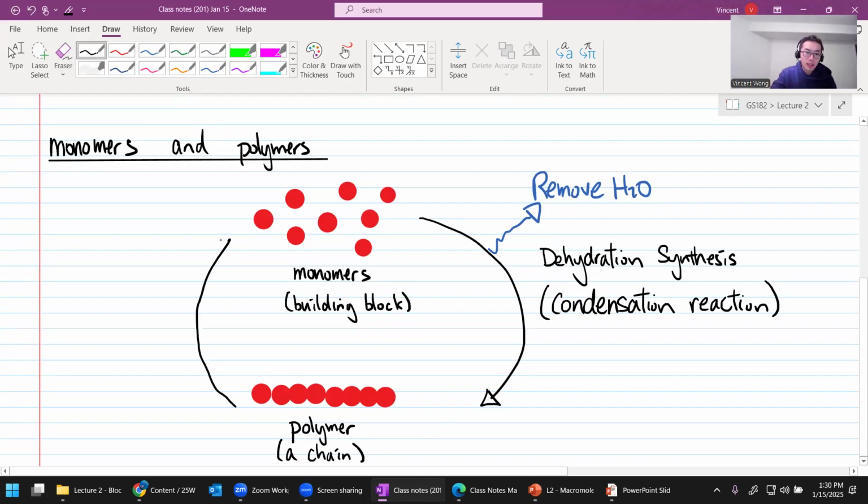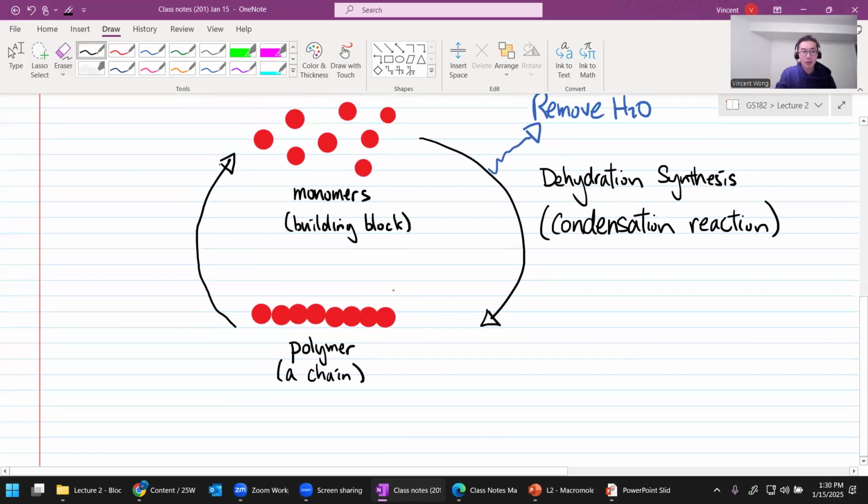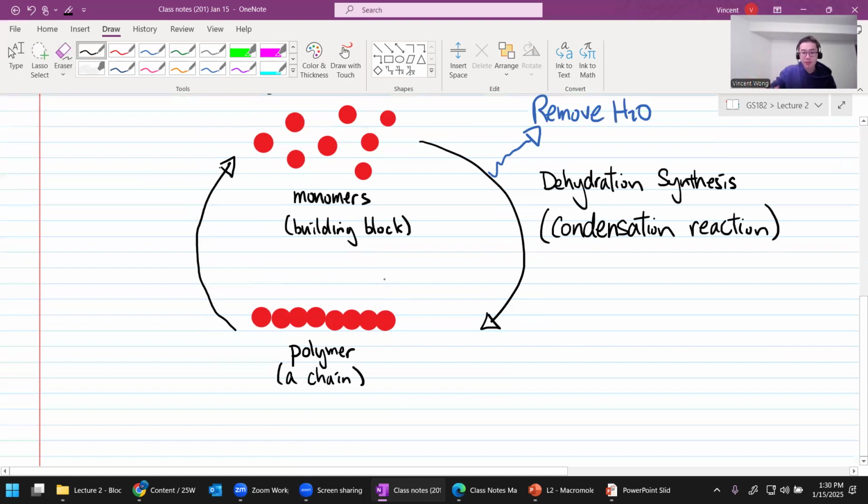The opposite can happen. When we eat our starch, when we eat our carbs from pasta, bread, rice, what have you, our body needs to digest them. We need to break the polymers back into their individual building blocks so we can absorb the nutrient and use it for something else. So the opposite of this is called hydrolysis.